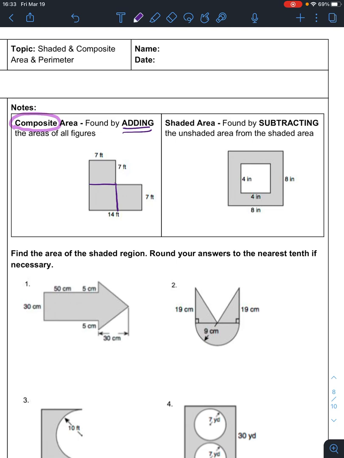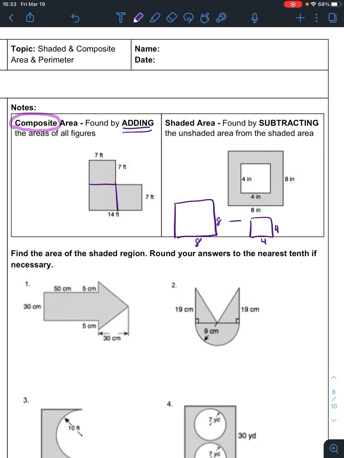You might also be asked to find the shaded area. To find the shaded area, you find the area of each shape. So in this case, I would find the area of the big square that's 8 by 8, and I would subtract the area of the small square that is 4 by 4. And that would give me the area of the leftover piece. It's kind of like taking the scissors to it and cutting it out. So what you've got to do is break these pieces up into shapes that you do have formulas for.